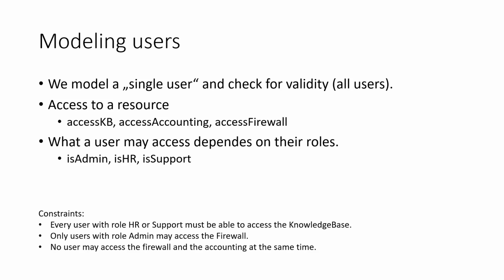So we check that some expression is valid, and the things that we want to check for validity are these constraints, right? Because for the constraints, we want them to hold for all users, in general. So if it says every user with role HR or support must be able to access the knowledge base, we want this to hold for every user. We're going to check that for whatever configuration of user we have, this property should be true. And how do we say that something works for all configurations? That's by checking validity.